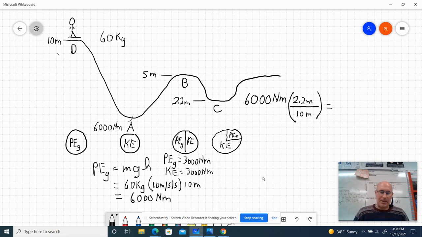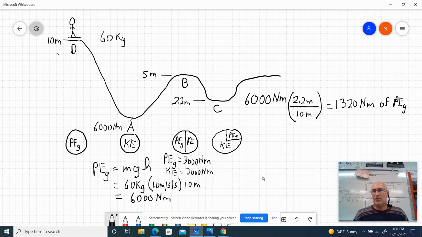And now I'm going to grab a calculator because I forgot to do that before I started to make the video. So I'm going to grab a calculator and do this math. It's going to be 6,000 Newton meters times 2.2, equals, and then divided by 10 and equals again. And that's 1,320 Newton meters of gravitational potential energy at part C. Okay. It's quite a bit less than 6,000, of course, because we only got 2.2 meters high.